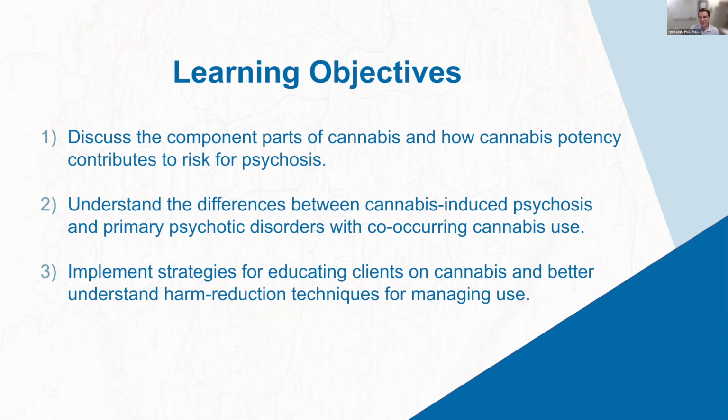I did want to spend some time on this kind of difficult differential diagnosis question of how do we try to pull apart cannabis-induced psychosis versus psychosis with co-occurring cannabis use, sort of primary psychosis with co-occurring cannabis use. And then at the end, we're going to wrap up with trying to identify strategies for educating clients on cannabis use, the risks of cannabis use, and try to identify ways that we can manage their use.